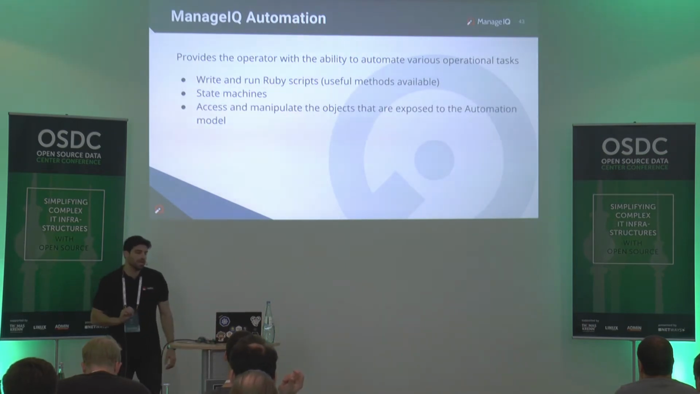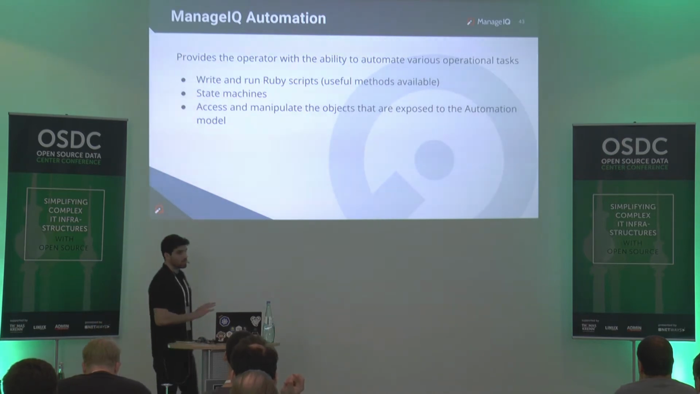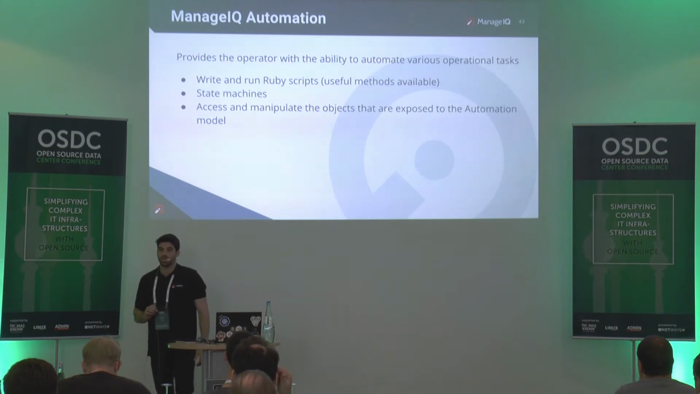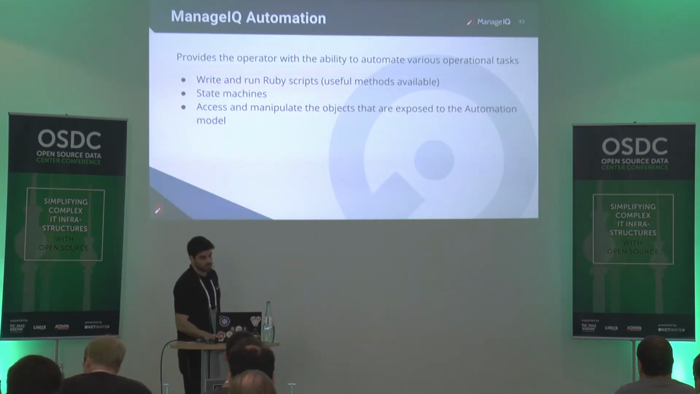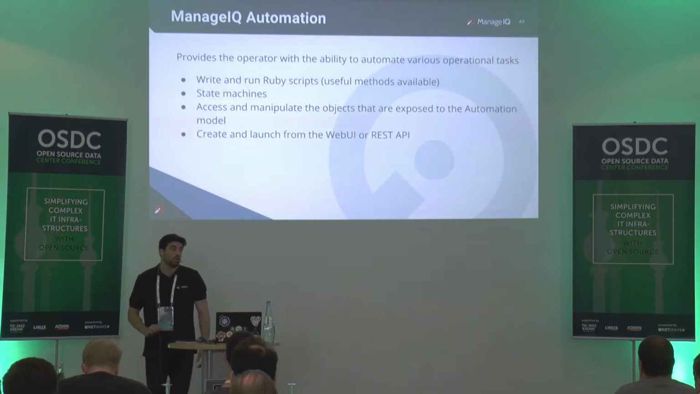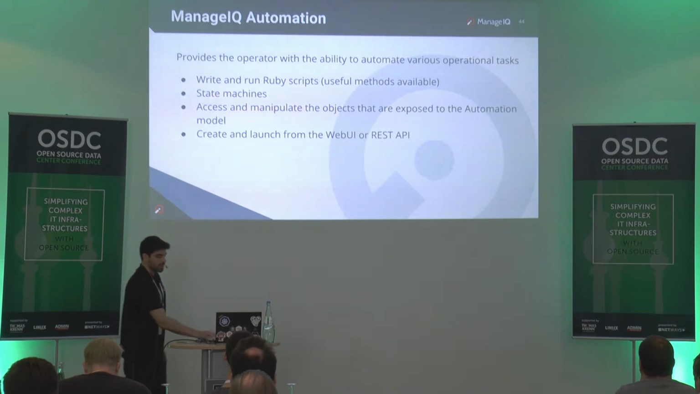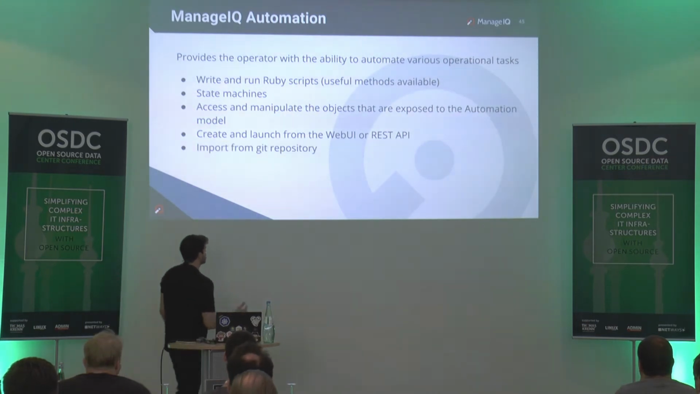You can also access and manipulate lots of objects from the data model, not the complete data model, but you can also ask for missing ones, and it's a very powerful tool. You can use it from the UI or from the REST API, and you can import Ruby scripts for automation from any Git repository that you want.